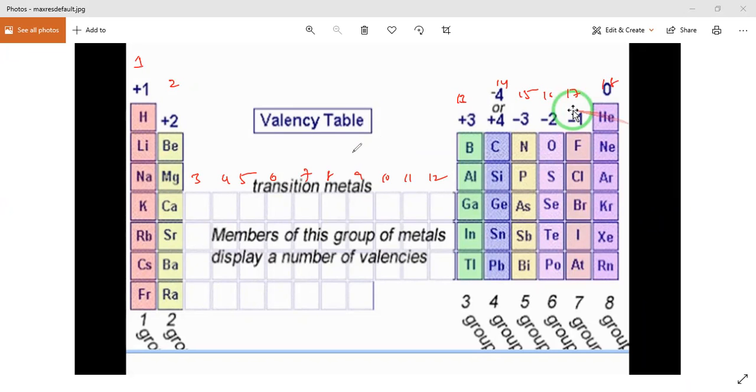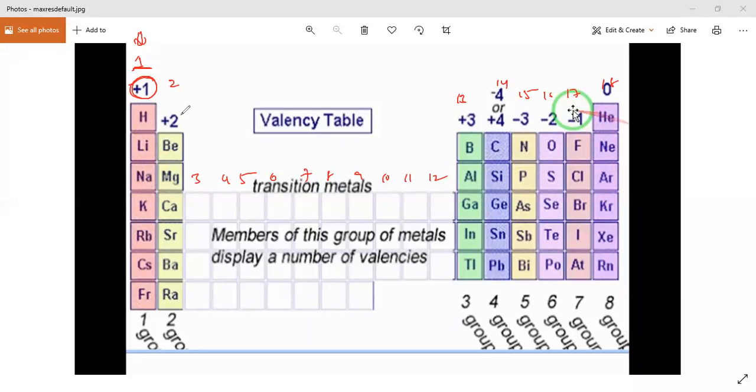Okay. So if you take first group elements, all will show +1 state only. The first group complete list of elements will show only the +1 oxidation state. Like hydrogen will show +1, lithium will show +1, sodium will show +1, potassium will show +1, rubidium will show +1, cesium will show +1, and the francium also will show +1. Like that. If you take the entire group, it will show only +1 state. Clear?